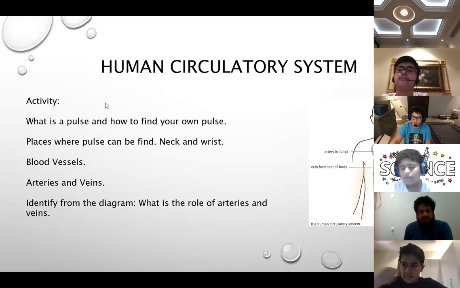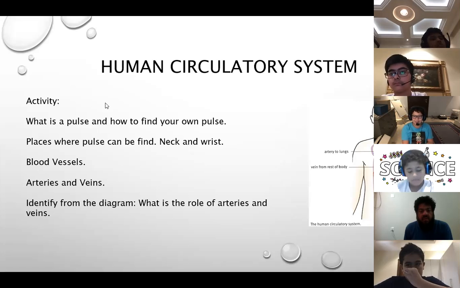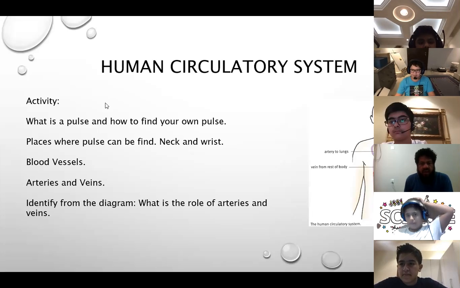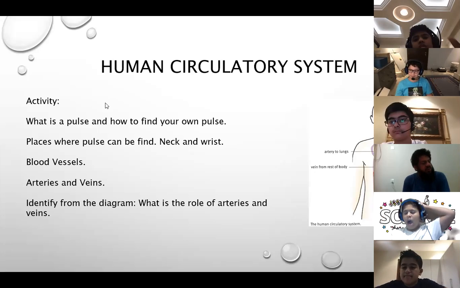I tell you something. So you know why medics always try and find the wrist and the neck? To find if the person is alive or not. Because of the artery and the heart, if he's alive, then there will be a beat. So they can help him. If the beat isn't there, then they would announce that the guy has passed away.